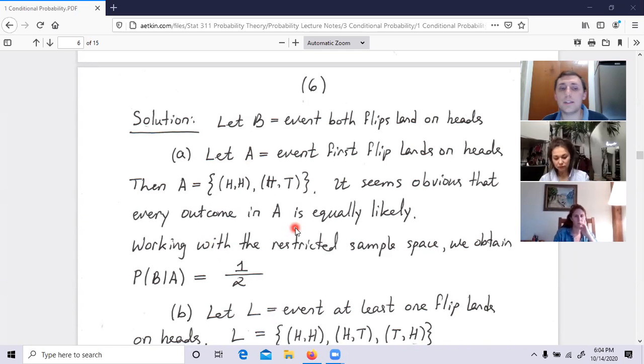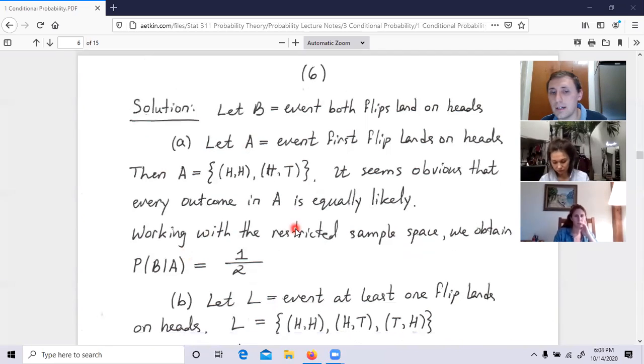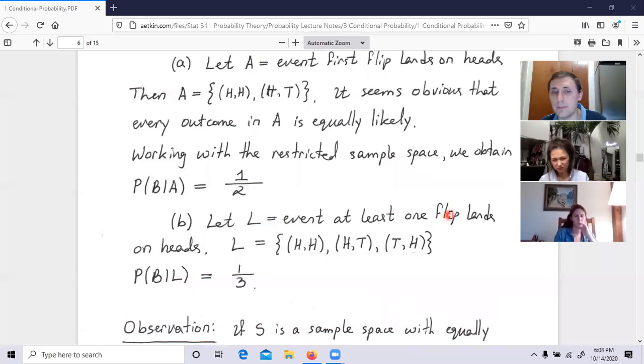Now, what's the difference in B? The event is at least one flip lands on heads. That means I have three possibilities: either heads-heads, or heads-tails, or tails-heads. So there must be at least one heads. Good. So I am excluding only one outcome. And again, there is no preference. Nature does not have a preference between any of the three outcomes. And the answer is 1/3.